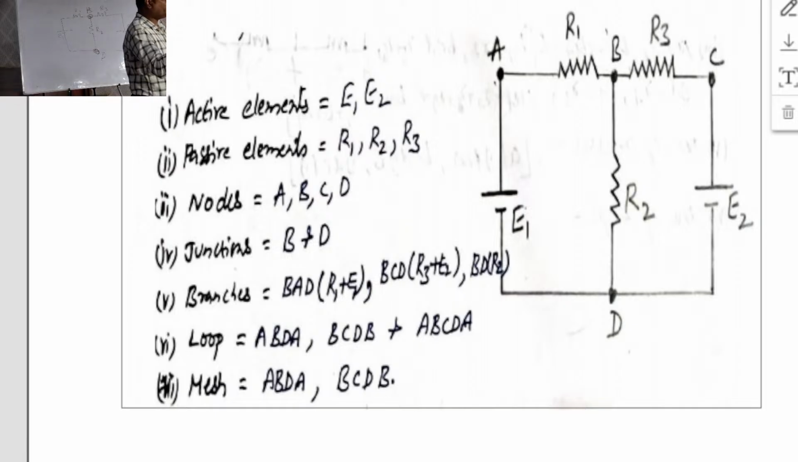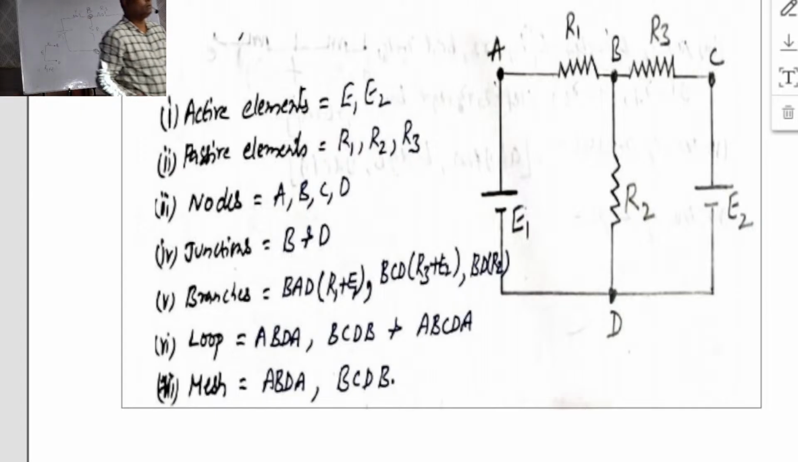What is the definition of branch? Which lies between two junction points. Can I say this is B, this is D? Can I say this one lies between the first junction and the second junction? It lies, yes. What is there in this one? R1, E1. So the answer is R1 plus E1 makes one branch.